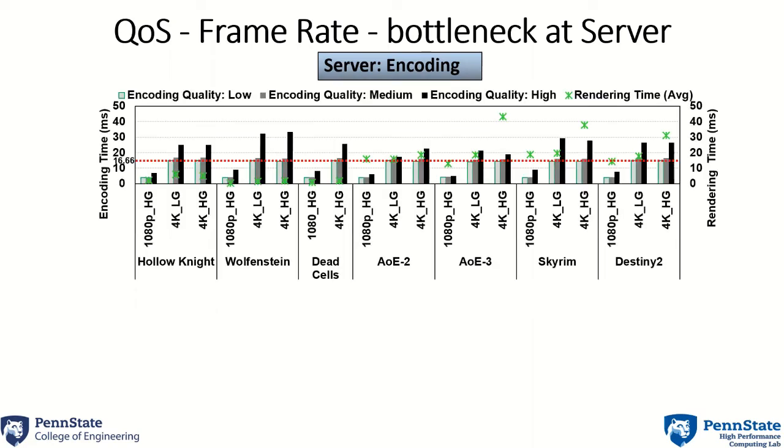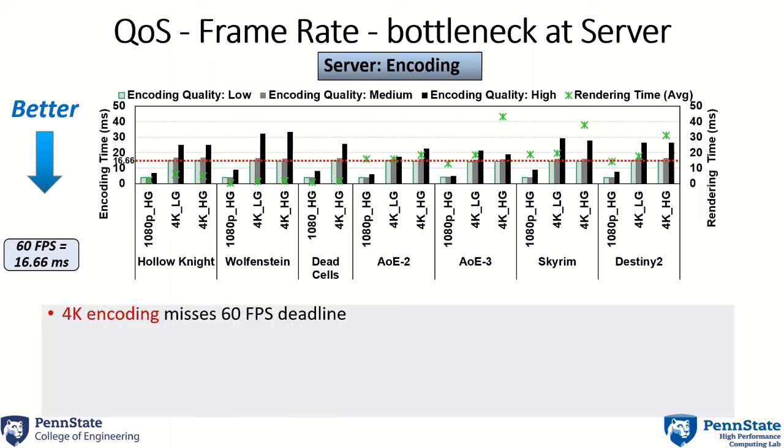Towards this, we collect the frame encoding time for 4K and 1080p games encoded at 3 different encoding qualities, high, medium, low, represented by the cluster of 3 bars. We observe that the encoding time exceeds the 16 millisecond deadline for most of the 4K resolution games, irrespective of their graphics fidelity. Instead, the encoding latency correlates with 2 factors.